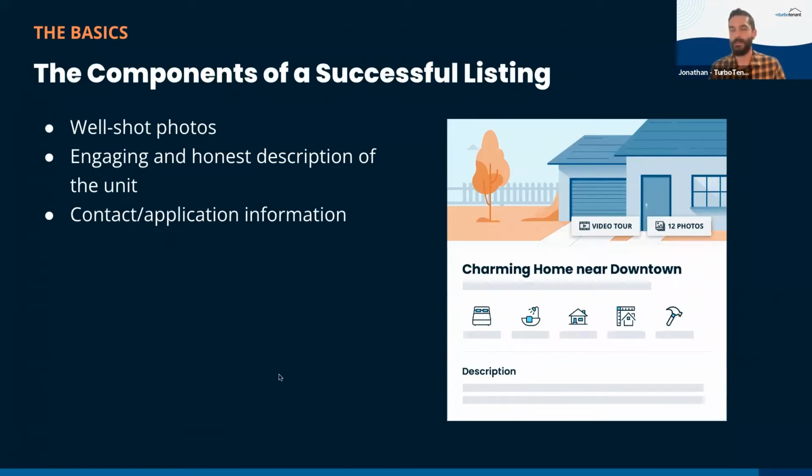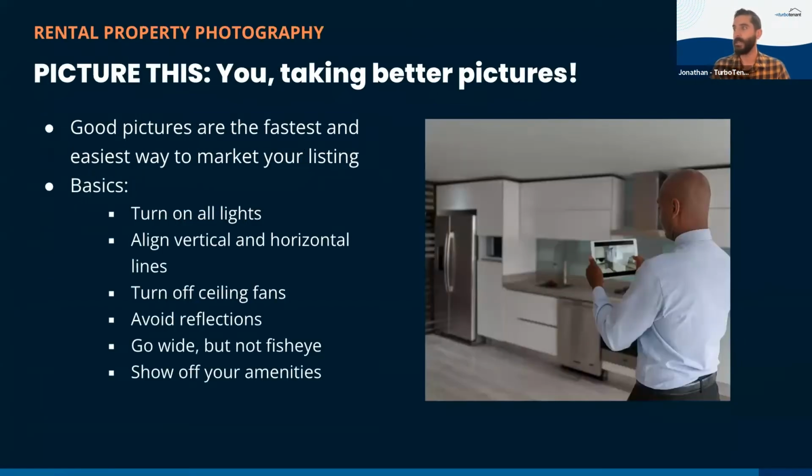And then our third and final element here is contact information or how to apply. If somebody is interested in your unit, you don't want them confused as to how they take the next step. You want them to take that next step. You want to move forward as quickly as you can. And TurboTenant already makes it easy for prospective renters to apply directly through the listing. We'll show later in this presentation what one of those listings looks like when you build it through us. So right now we'll focus on the rental photography and listing descriptions.